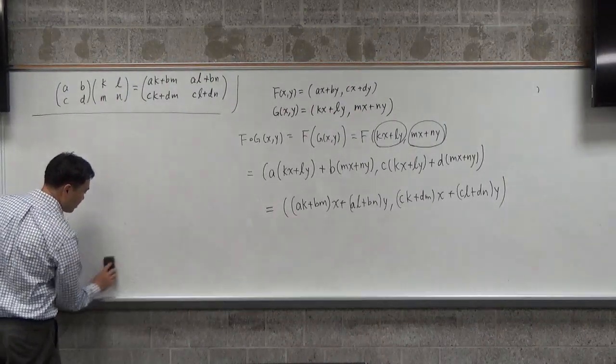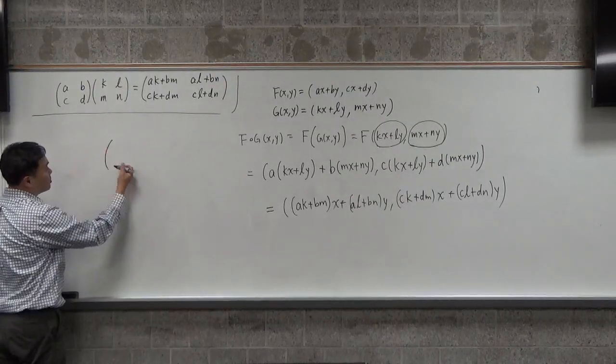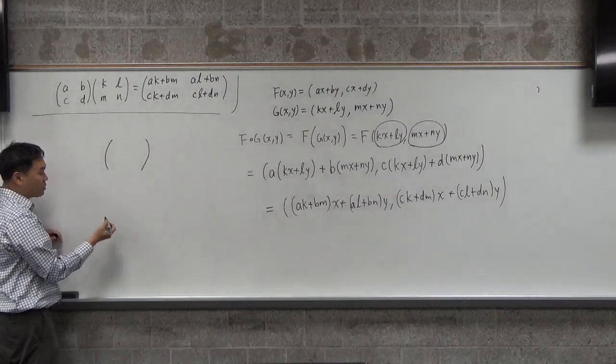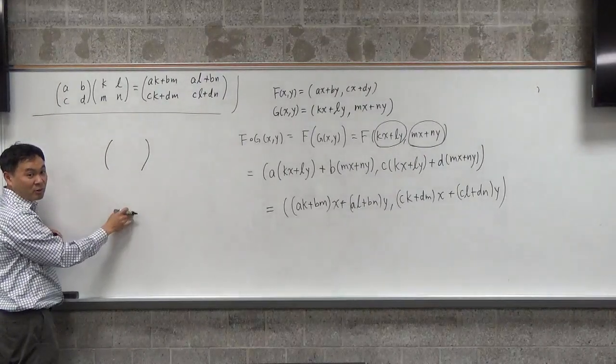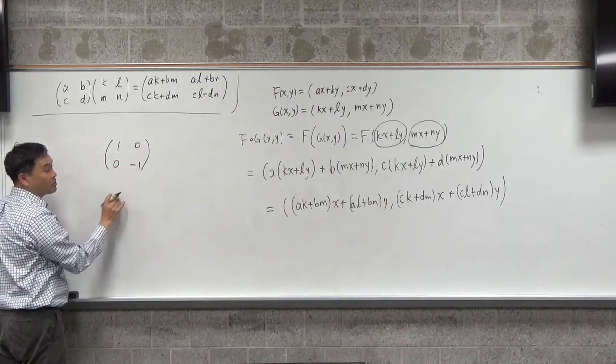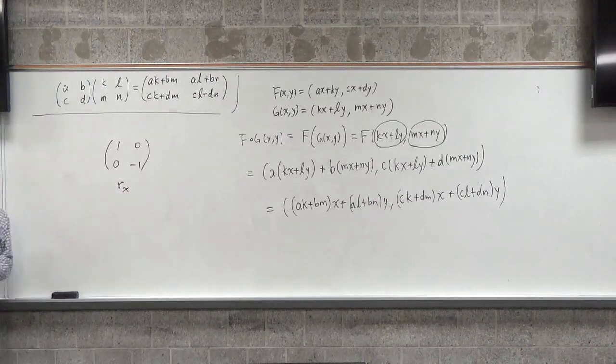let's say you wanted to reflect over the x-axis. What was that? It's x comma negative y, right? That's the formula. So I want 1, 0, 0, negative 1. Now this is going to be a reflection over the x-axis. Can you see that? Now why is that?